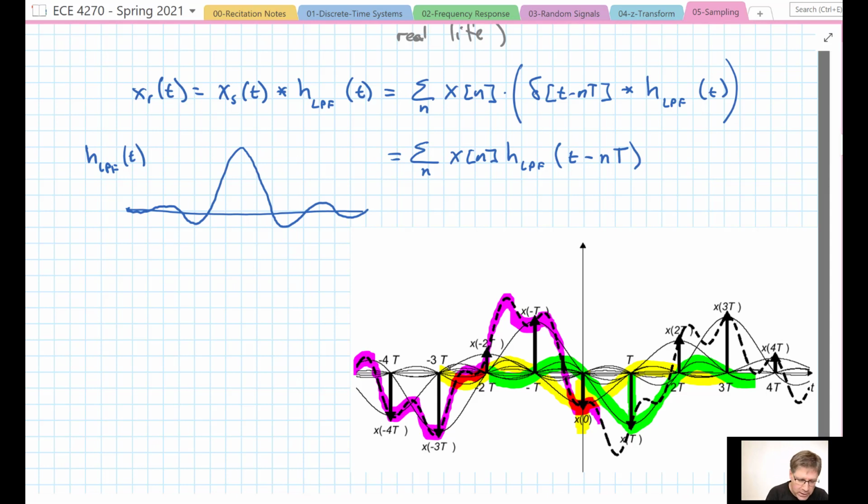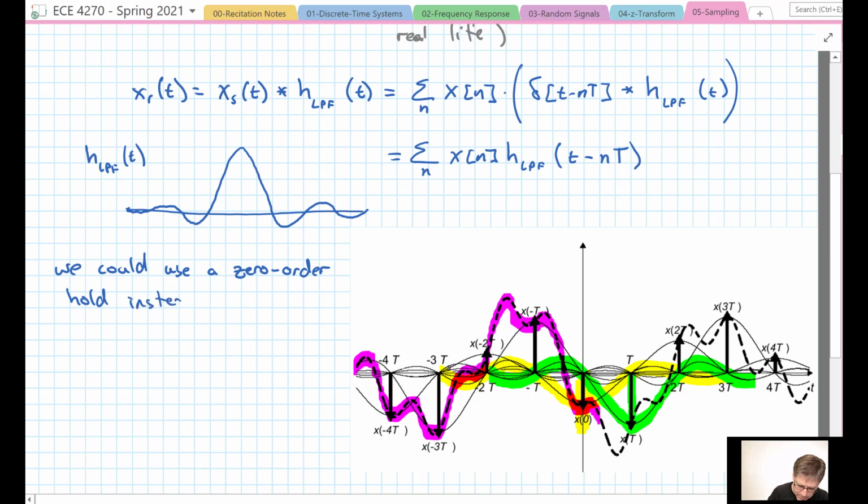Well, we could try another simple method, and that is to use a zero order hold circuit instead. So now we're coming down to how do we actually implement this in practice. And this is the easiest. Essentially, that gives us an H that looks like this.